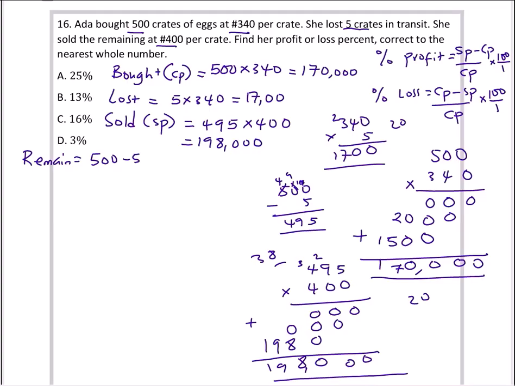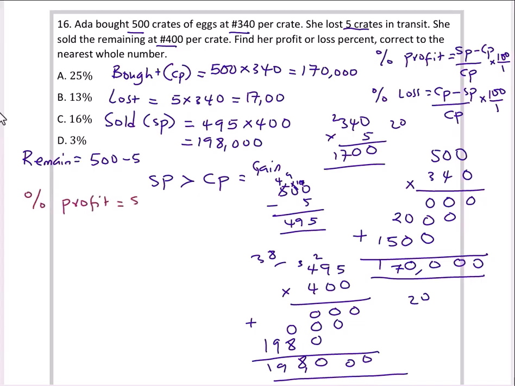We can go ahead and solve for the percentage profit or the percentage loss, but having seen what we have here, that the amount she sold it is bigger than the amount she bought, it simply means it's a profit. Whenever the selling price is greater than the cost price, it's a gain. Gain simply means profit as well. From here we can now solve for percentage profit, which is the selling price minus cost price over cost price multiplied by 100 over 1.